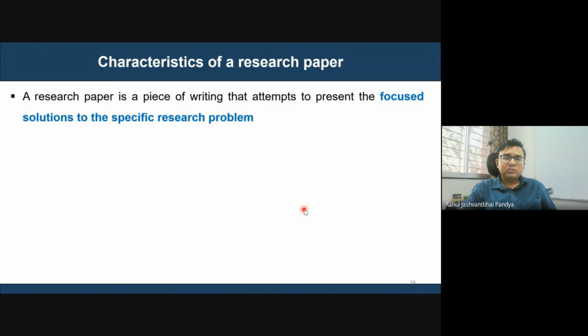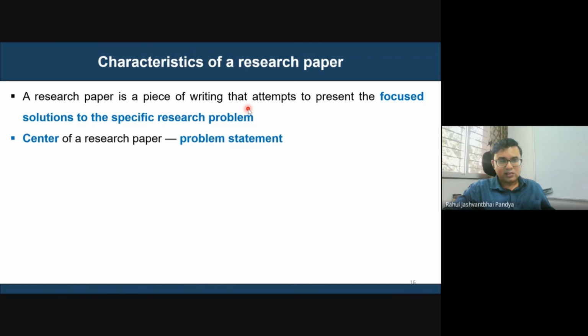Now, we'll look at the characteristics of a research paper. A research paper is a piece of writing that attempts to present a focused solution to a specific research problem. So it should not linger around multiple things. It should be focused around a specific problem statement and address only that. Generally, focused papers get through the review process very quickly and get published easily because they are highly focused on a specific research problem. We should not mix up too many things. One problem statement and a few solutions around that problem statement should be fine.